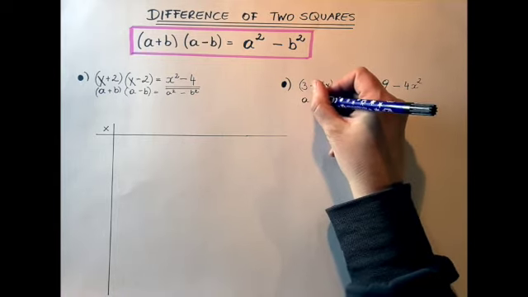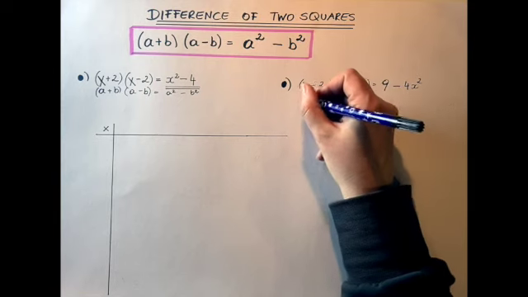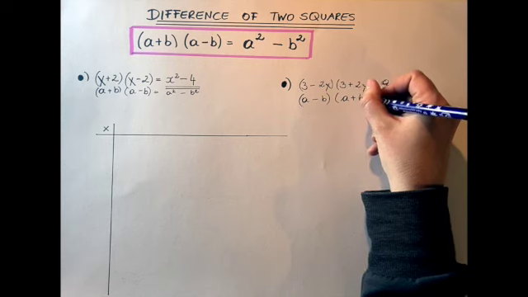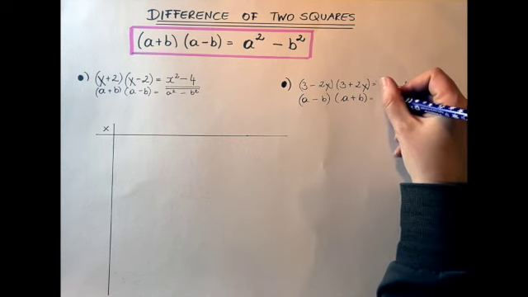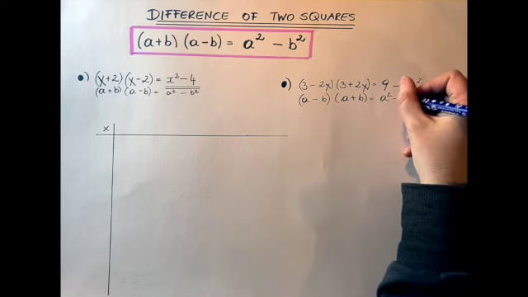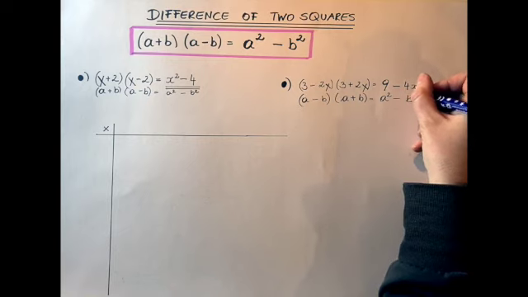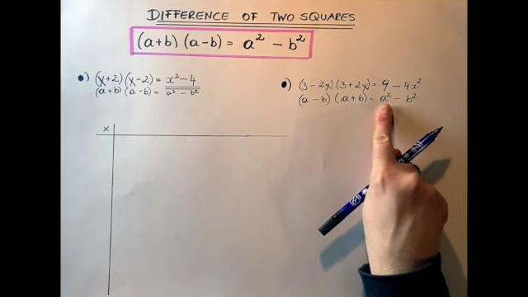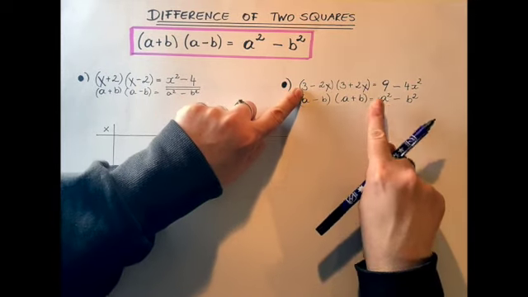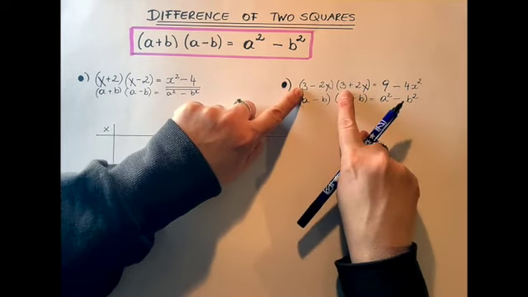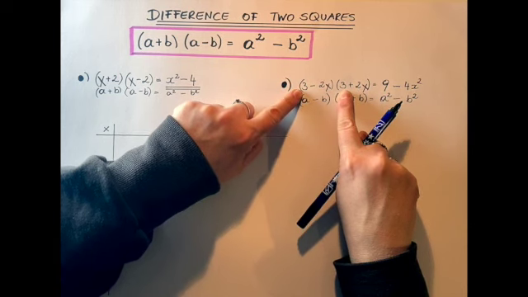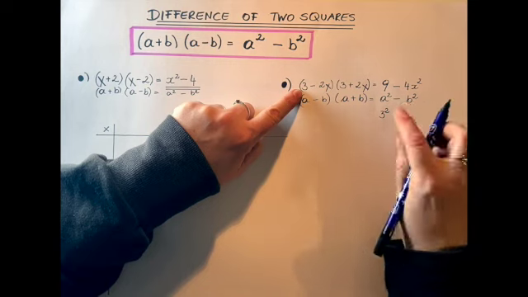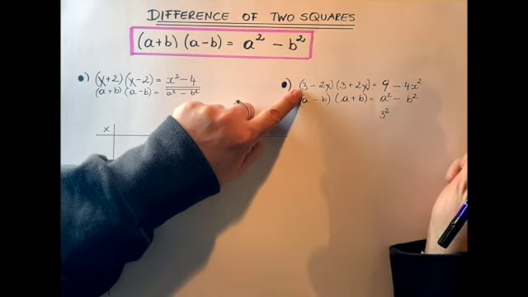A minus b times a plus b is going to be a squared take away b squared. Let's have a look now. Our a is that first term in our brackets. That first term is a 3. 3 squared gives us 9. So that's correct.